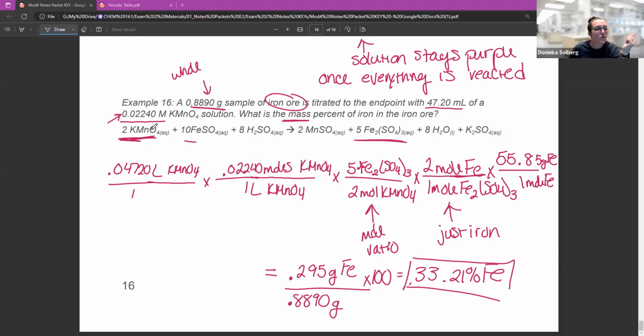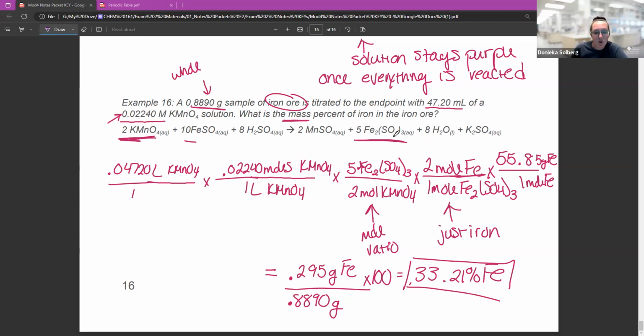Well, I started with KMnO4, which is 2, so 2 down here. Now, what am I trying to find? It says, what is the mass percent of iron in the iron ore? So the iron is what's going to react, right? I want to know how much iron, Fe, was in that iron ore. Well, if you look at this, I reacted the iron ore. So the thing with the iron in the reactant. So this thing has the iron in it.